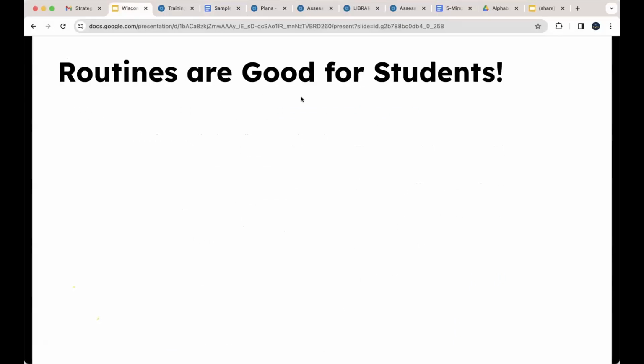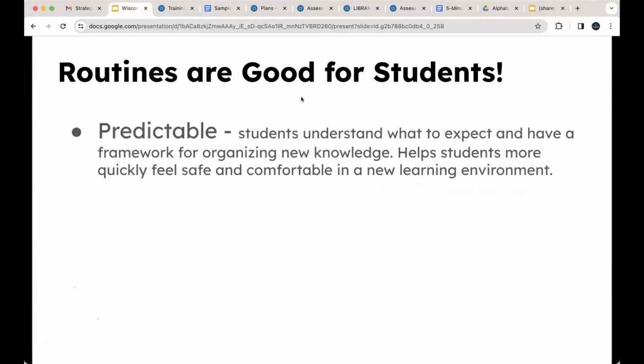Routines are really great for students, and especially for low beginning English students, because routines make class predictable. So students understand what to expect and have a framework for organizing new knowledge. And it helps students feel safe and comfortable in the classroom. A student who is an emergent reader has never had formal education before. They may feel quite intimidated by coming to school, and if you don't understand the language, that's even more uncomfortable.